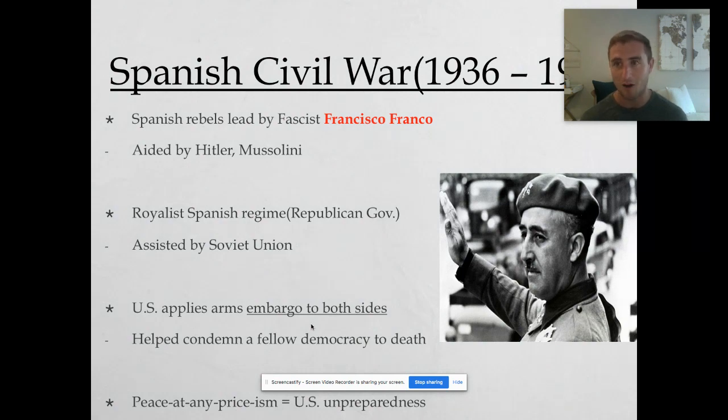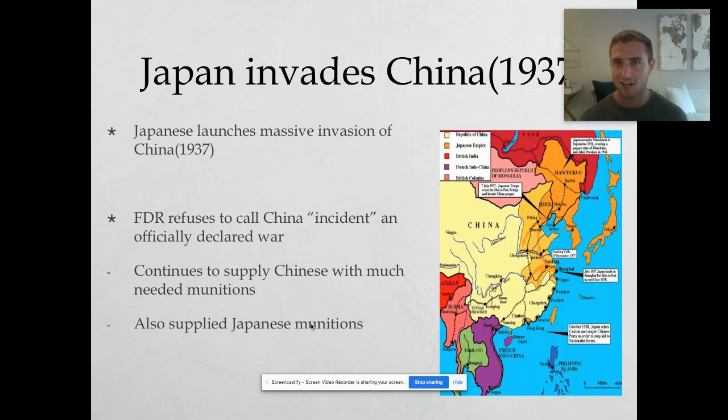They're even going to bomb the northern city of Guernica in this war. And yet the United States, because FDR proclaimed this as a war, could not get involved. They embargoed both sides, meaning we're not going to trade with either side, and helped in the process condemn a fellow democracy to death. However, FDR doesn't make the same mistake with China.